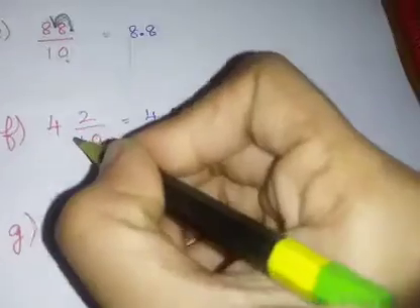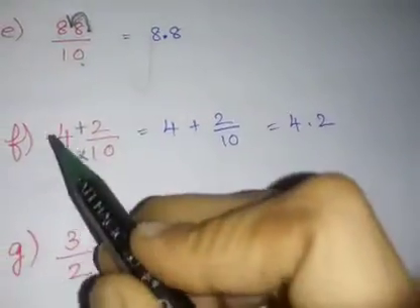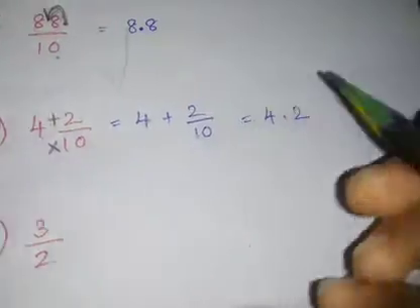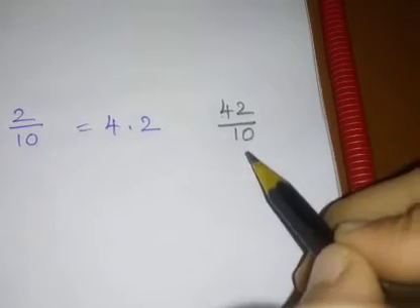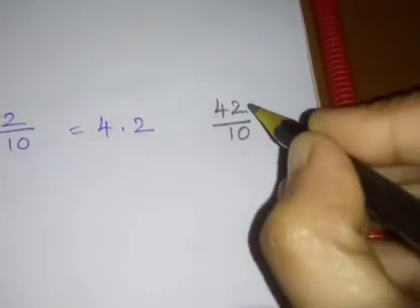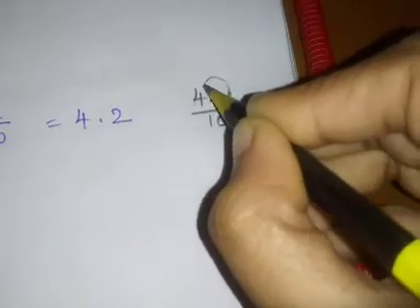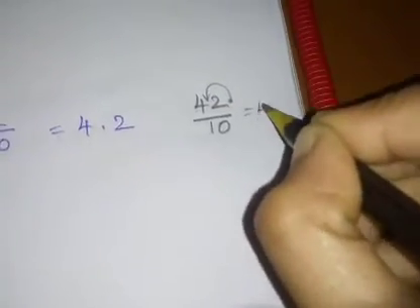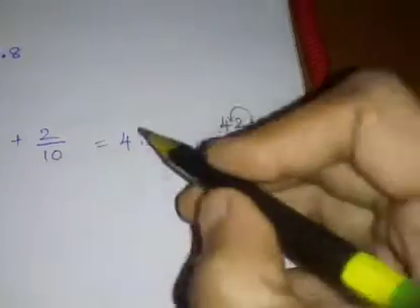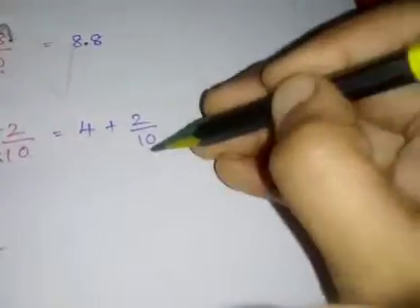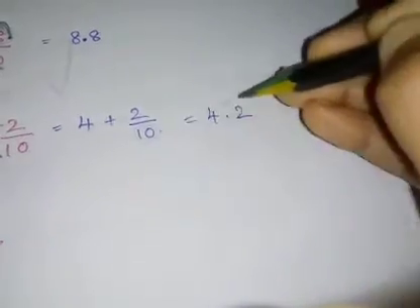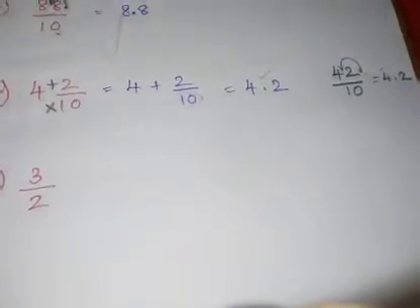Or either you can do it like this: as usual, convert the mixed fraction into an improper fraction, right? 4 into 10, 40, 40 plus 2, 42, divided by 10. Yes, so if a number is divided by 10, as I told you, the decimal point will be here. This will shift one digit towards the left side. So what is the answer you will get? 4.2. So this 4.2 and this 4.2 are both the same. Instead of doing it like this, this is easier: 4 plus 2 by 10. You can do this only when it is 10. Then it will be very easy, no? That's why I have done it like that.